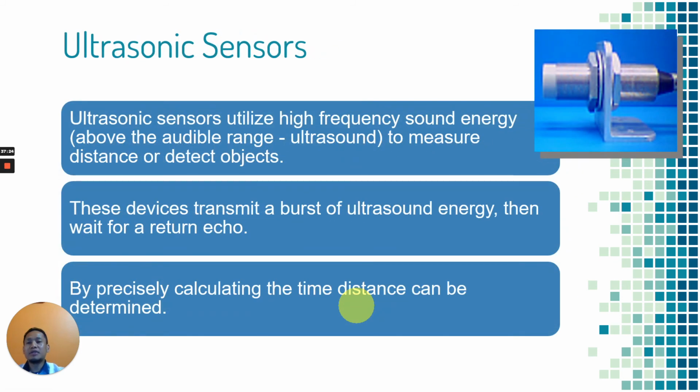Another part is the ultrasonic sensor. Ultrasonic sensors utilize high frequency sound energy. They use sound energy above the audible range, ultrasound, to measure a distance or detect an object. These devices transmit a burst of ultrasonic energy, then wait for a return echo. By precisely calculating the time, distance can be determined. So they are waiting for the return echo.